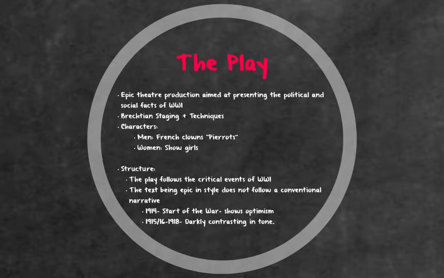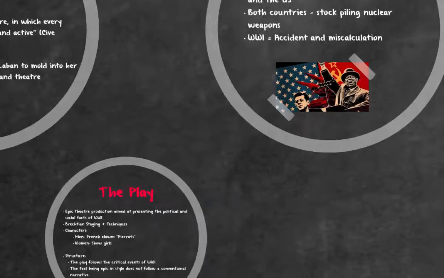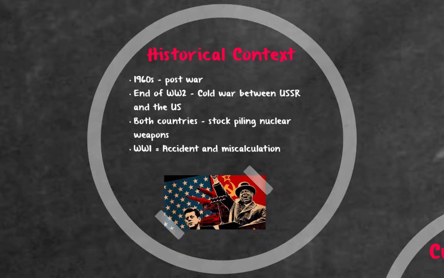The text is epic in style, and it does not follow the conventional narrative or the conventions of a realistic play. The play starts off in 1914, the start of World War I, showing optimism, and then as the war progresses, we get a dark, contrasting tone. As far as the play's historical context, it was written in the 60s, which is post-war.